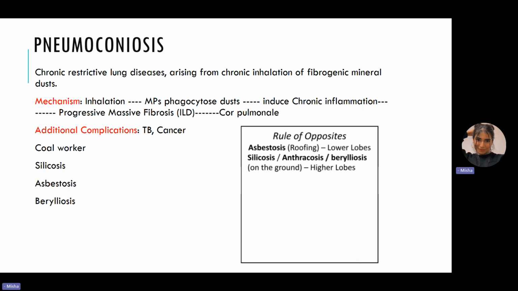So one major thing that they will also ask you is the rule of opposites. It's not basically called the rule of opposites, but just remember that asbestosis is the only one that starts at the lower lobes, whereas silicosis, anthracosis, and berylliosis all start in the upper lobes, right? So this is another important thing that you need to remember, and that's pretty much it.